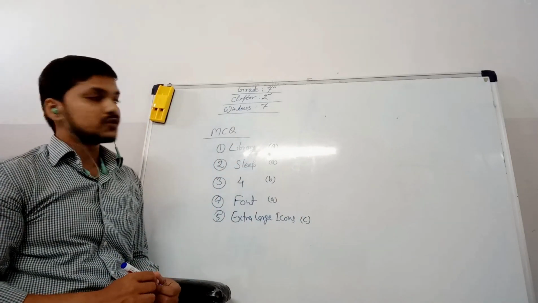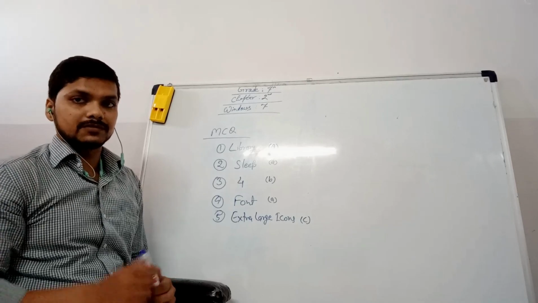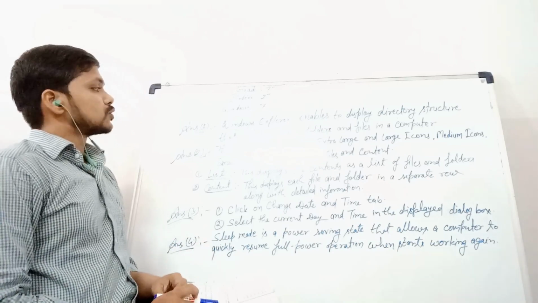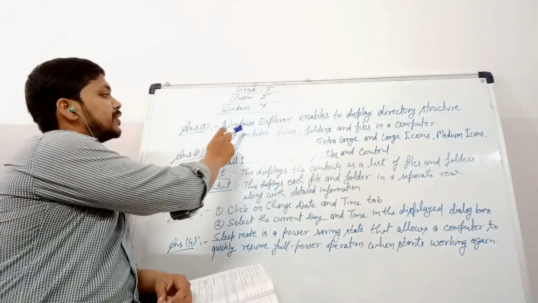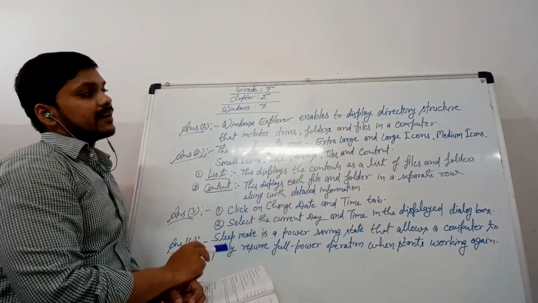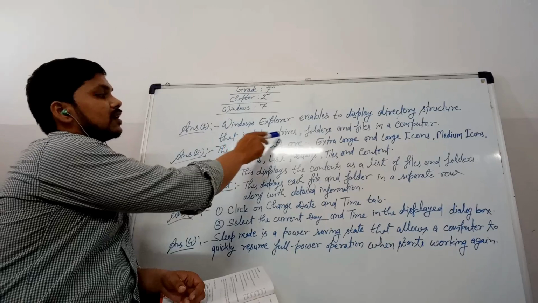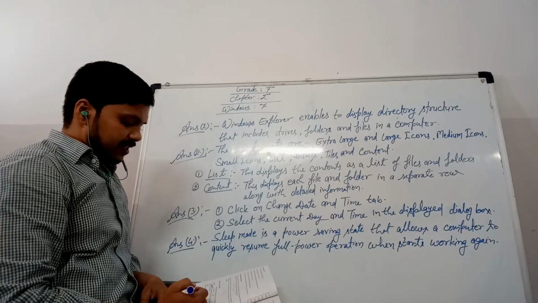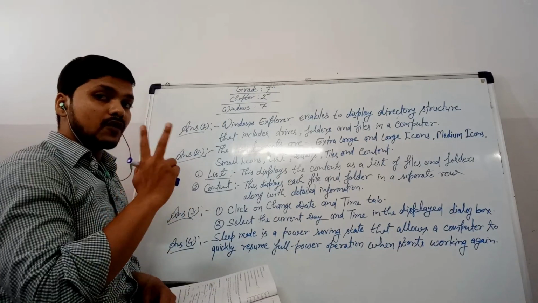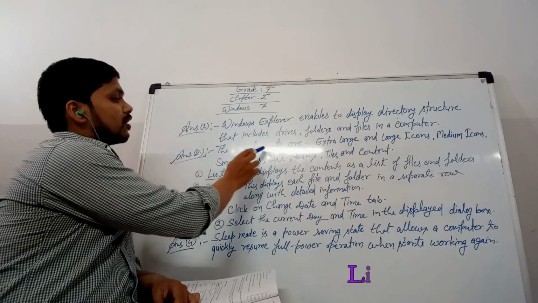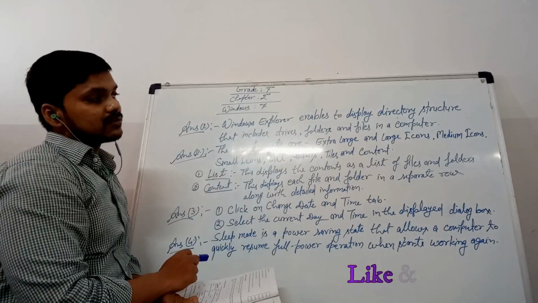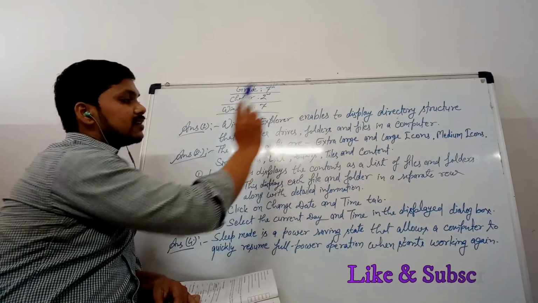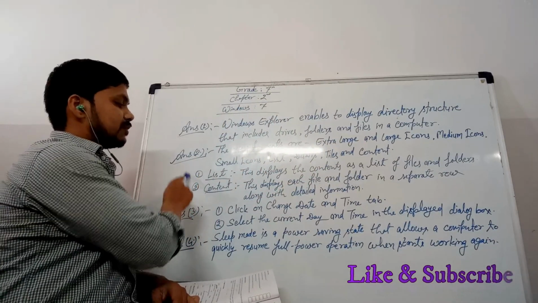Now we are coming to solve the questions of this chapter. So students, your first question is, what do you know about Windows Explorer? I have written the answer here: Windows Explorer enables us to display the directory structure that includes drives, folders and files in a computer. Very simple. Second question, name the different view formats and briefly explain any two formats. I have written here, the view formats are extra large and large icons, medium icons, small icons, list, details, tiles and content.